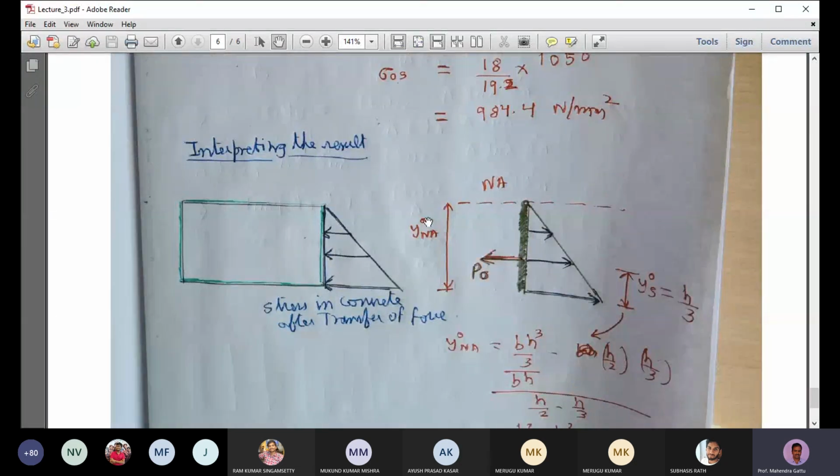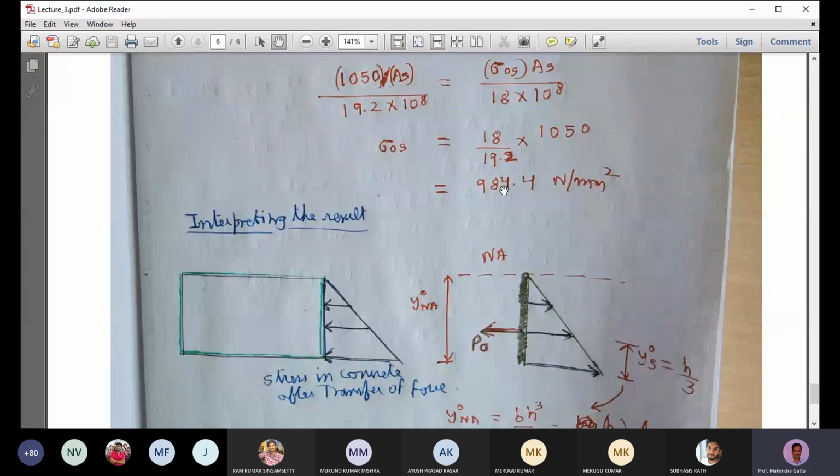So there is a simpler way to do this. When I got this number, I was very happy. I was very excited because it was matching with that second approach to solve the same problem.